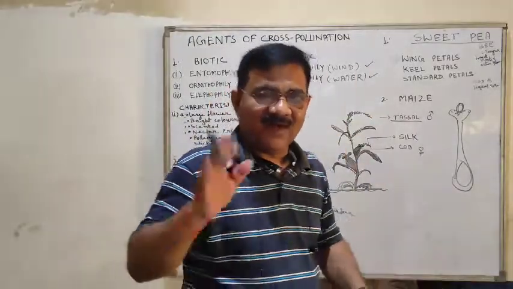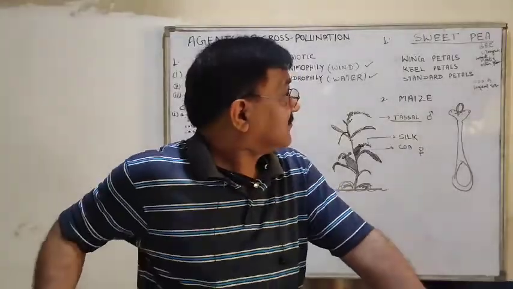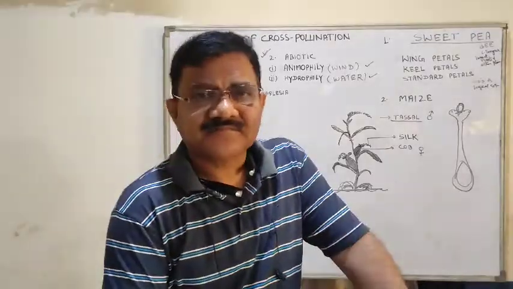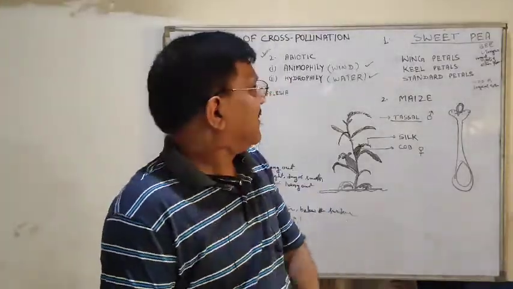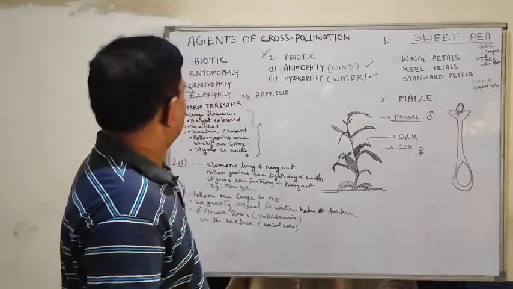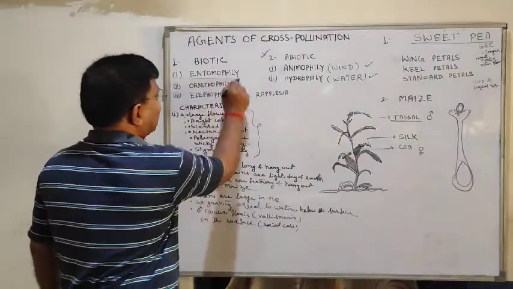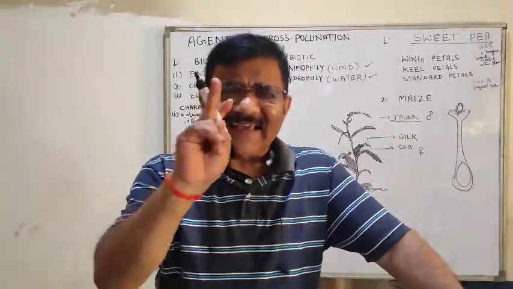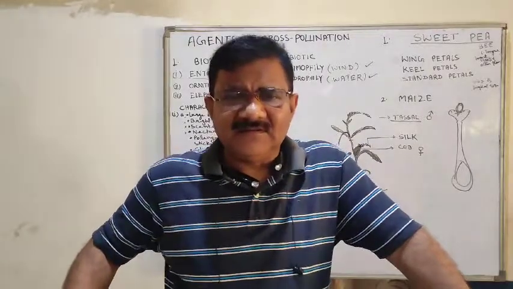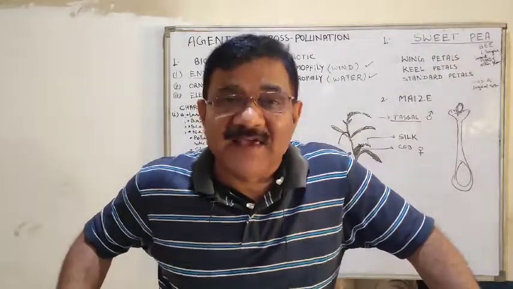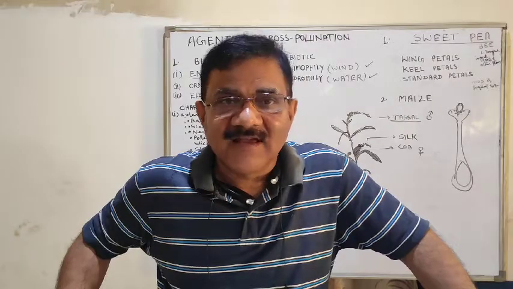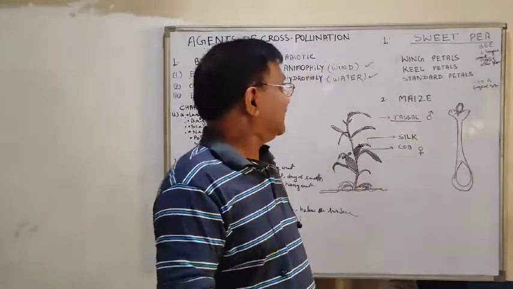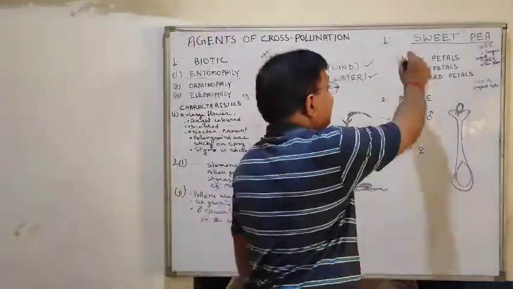One more, let us discuss an example where pollination takes place with the help of insects, that means an entomophilous flower. We are going to discuss one entomophilous flower. Yes, I am talking about sweet pea, mutter. Haven't you eaten? Very tasty. Yes, I am talking about that mutter. That is the sweet pea.